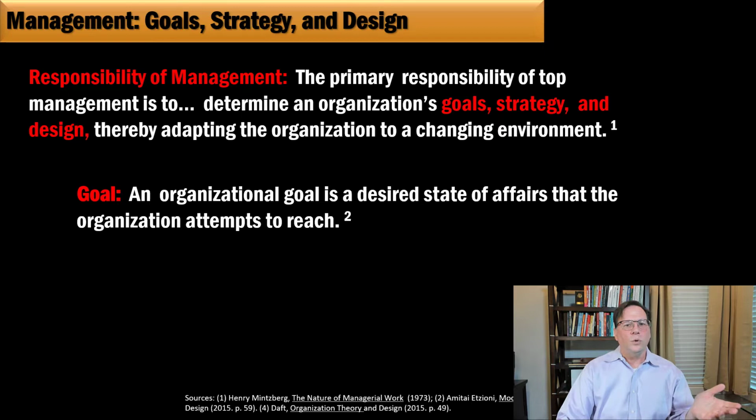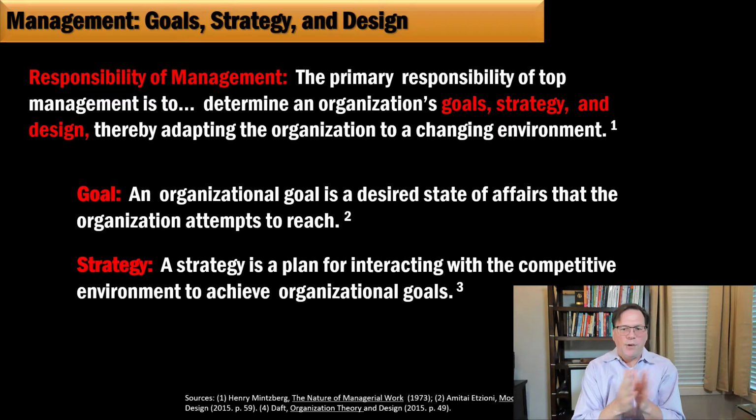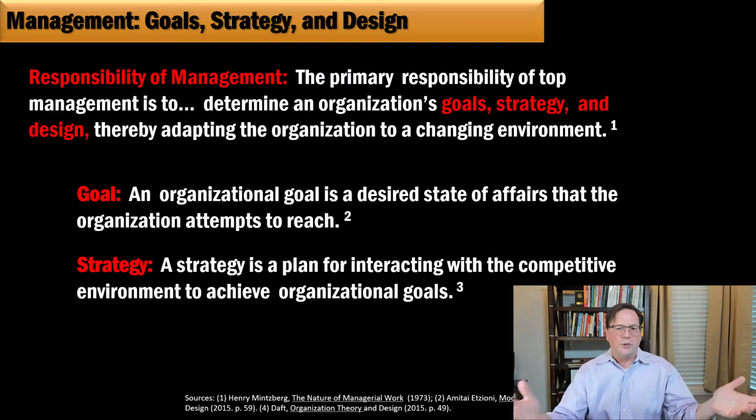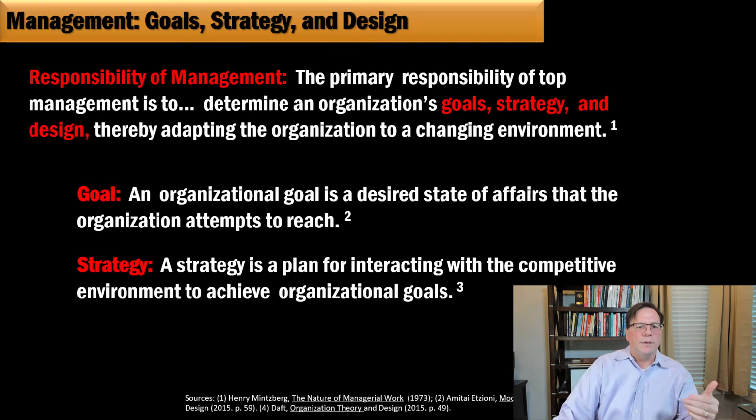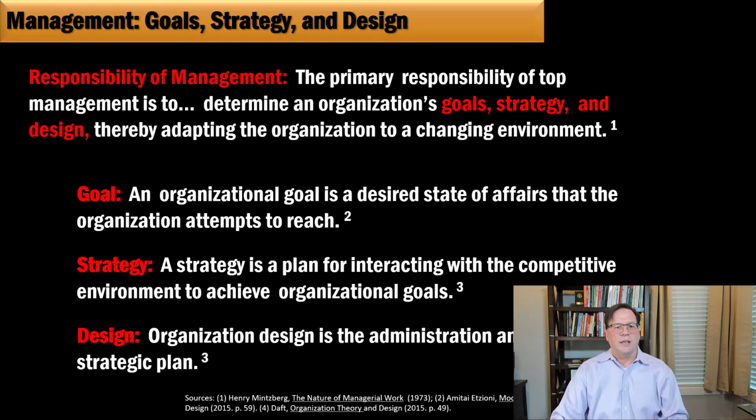To define that, a goal, at the organizational level again, is a desired state of affairs that the organization attempts to reach. So it's something they're trying to accomplish. A strategy then, the key thing you want to pick up here is the word plan. A strategy is a plan. A strategy is basically a plan for interacting with the competitive environment to achieve organizational goals. So what's your plan? What is basically your plan for achieving the goals that the organization has set?